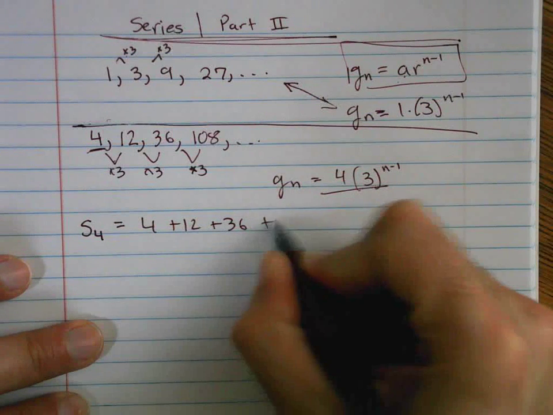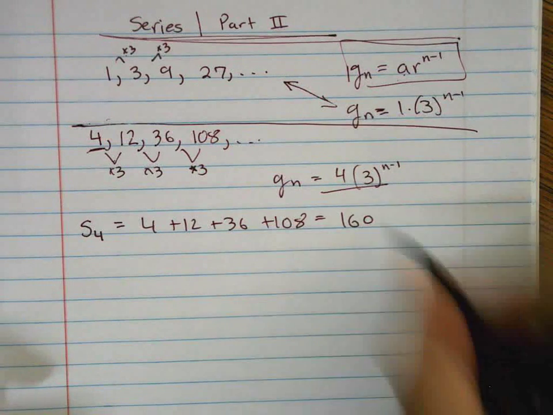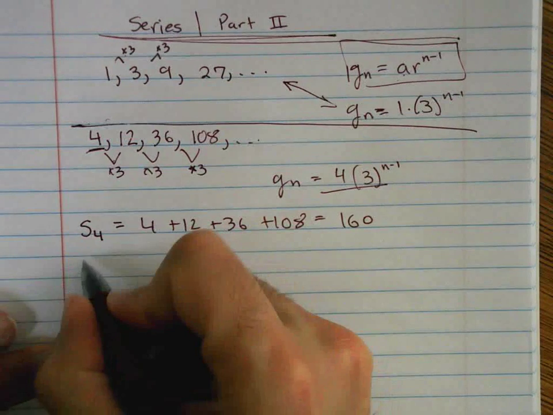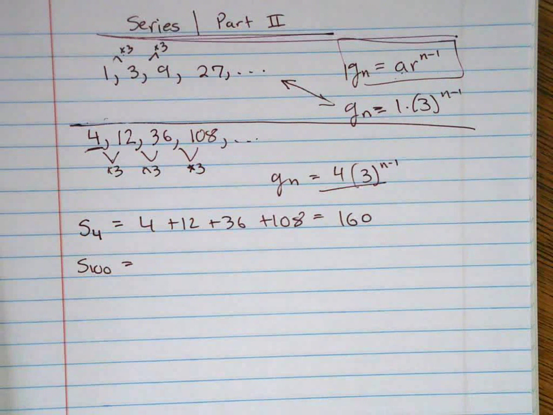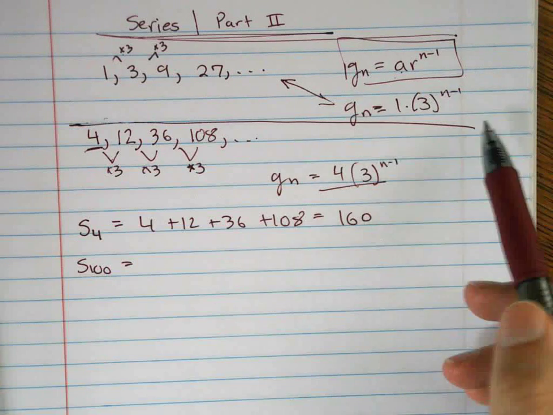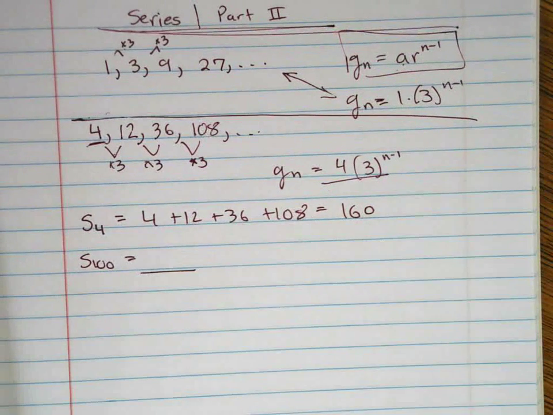That's 160. Now, if I asked you what the sum of the first 100 terms is, you would probably lose your mind having to type out, times 3, and then finding the first 100 terms and then adding them together. So we want to look at being able to do that quickly and easily. To do that, we'll have to prove how to find this quickly and easily.